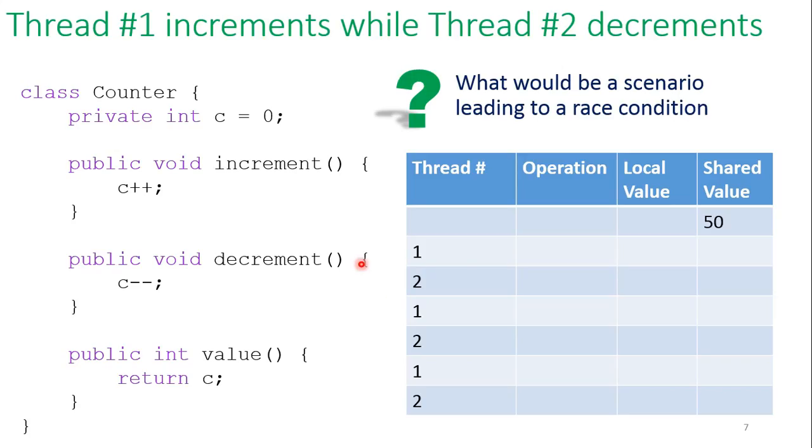All right, so we're going to trace through the code, okay? We're going to simulate parallel execution of 2 threads, thread 1 and thread 2, okay? Thread 1 is going to call the increment method, thread 2 is going to call the decrement method, and again, the key is that they call those methods on the same shared object. So let's say that the shared value here in the last column is going to be 50.